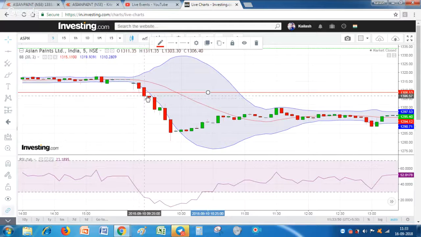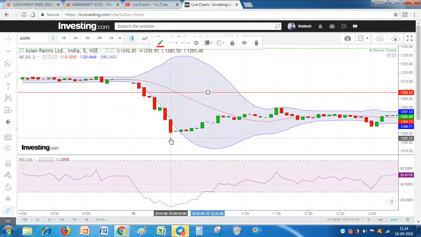Okay, and look at this. After this level, friends, once the stock has broken the previous candle low while below the median line of the Bollinger Band, it has given a huge fall. You could see here that most of the candles are now out of the Bollinger Band. So friends, this is a condition where the stock can take a reversal to any side.